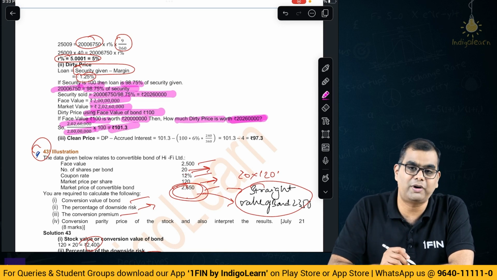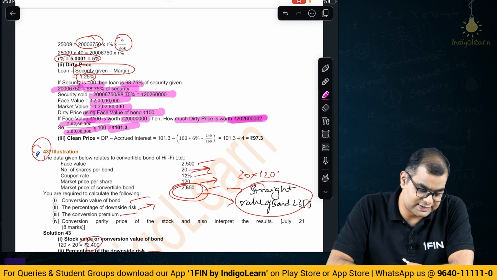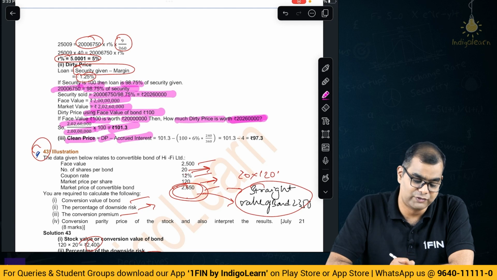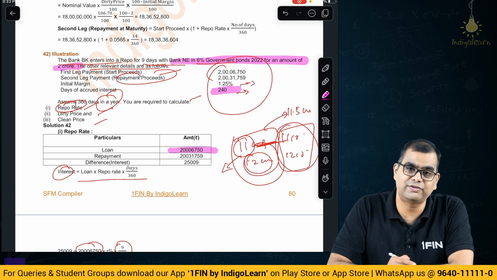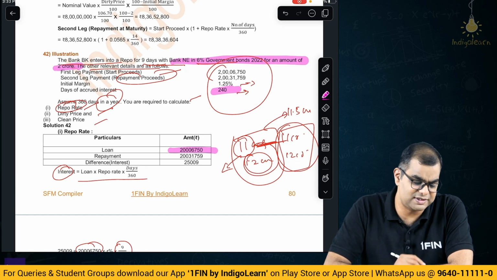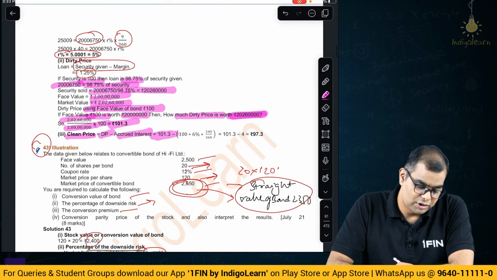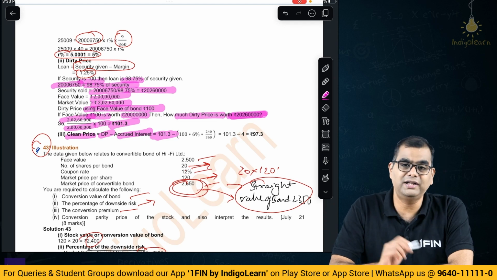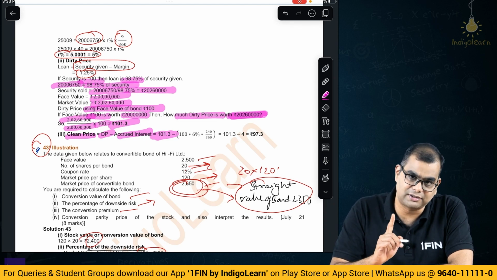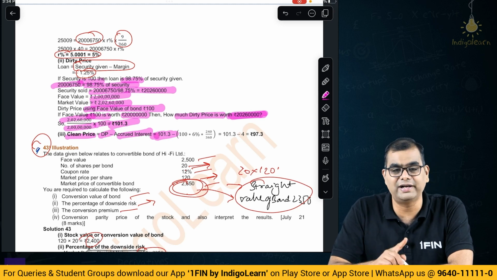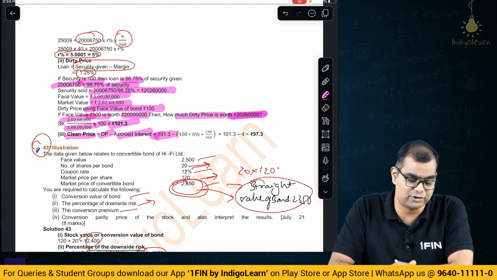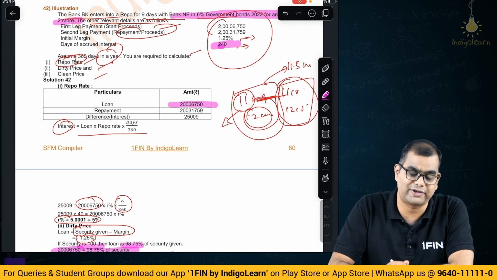With 101.3 as the dirty price, what is the clean price? Your dirty price minus accrued interest. What is accrued interest? On this 101.3, you will have 240 days of accrued interest. They themselves have given it. On 100 rupees face value, you have 240 days of accrued interest. They themselves have given 240 days of accrued interest.